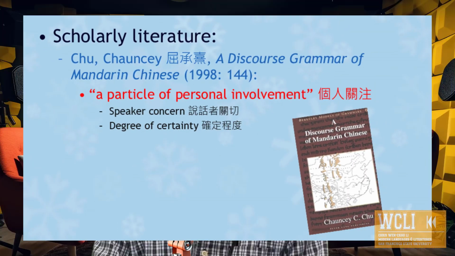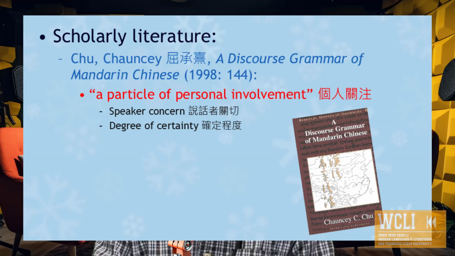You don't really get any more nuanced explanations until you start looking at the scholarly literature. One very helpful work is Chauncey Chu's A Discourse Grammar of Mandarin Chinese, where 啊 is described as a particle of personal involvement. Now, Chu further breaks down personal involvement into 2 distinct parts, that is, speaker concern, showing that this issue matters to you, and degree of certainty.